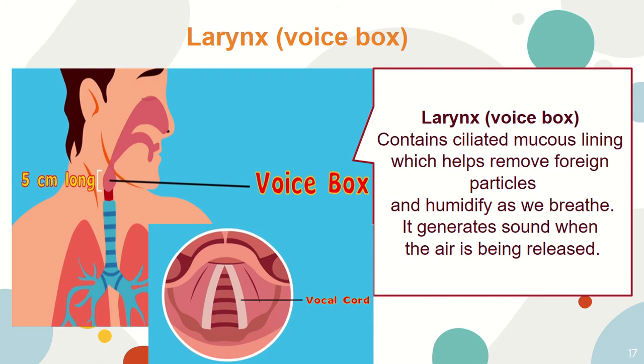Now, the next part is the larynx. The larynx is also known as the voice box. It contains a ciliated mucus lining, which helps remove foreign particles and humidify the air we breathe. It also generates sound when the air released from the lungs passes through the glottis and the vocal cords. This is the structure of the vocal cords. And the voice box, or the larynx, is 5 centimeters long.